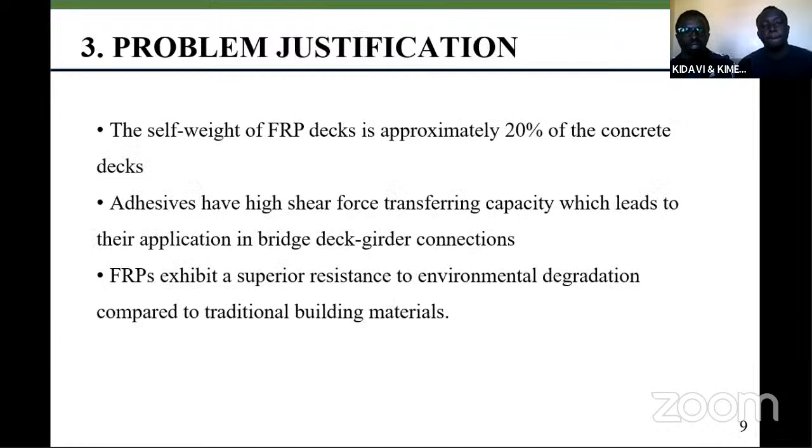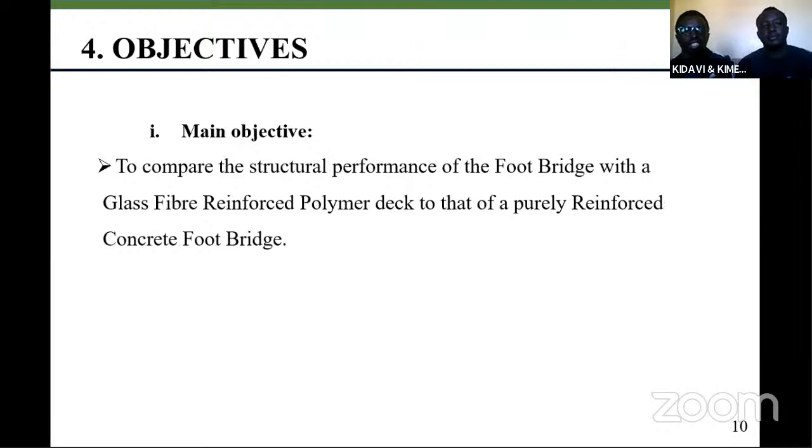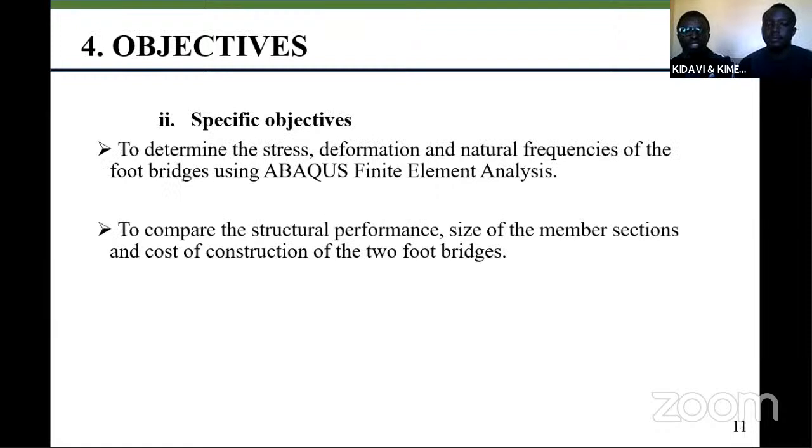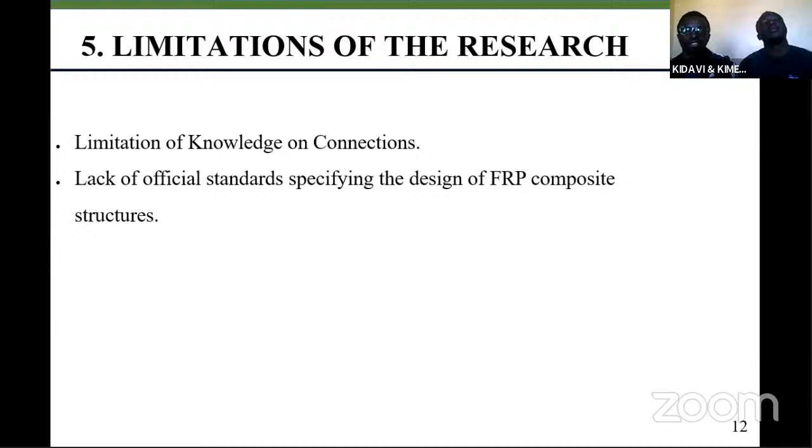Our problem justification: the self-weight of FRP decks is approximately 20% of concrete decks, adhesives have high shear force transferring capacity, and FRPs exhibit superior resistance to environmental degradation compared to traditional materials. This is our main objective: to compare the structural performance of the footbridge with a glass FRP deck to that of a purely reinforced concrete footbridge. These are our specific objectives: to determine the stress, deformation, and natural frequencies of the footbridges using Abaqus finite element analysis, and to compare the structural performance, size of the member sections, and the cost of the two footbridges. The limitations of the research are limited knowledge of connections and a lack of official standards specifying the design of FRP composite structures.